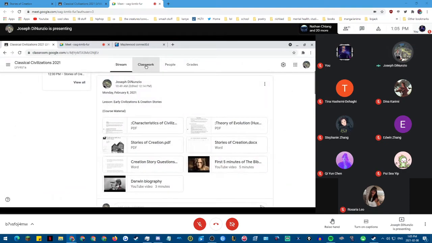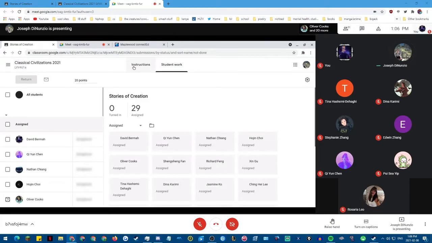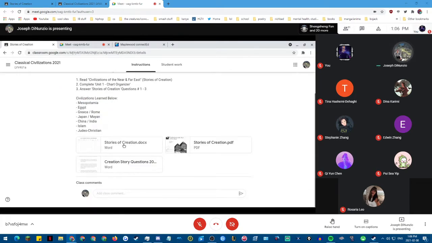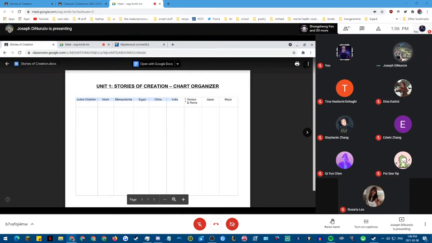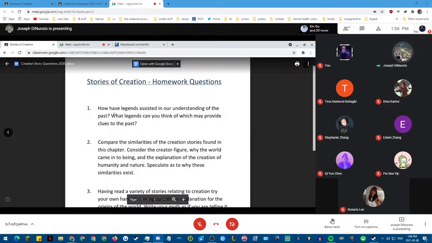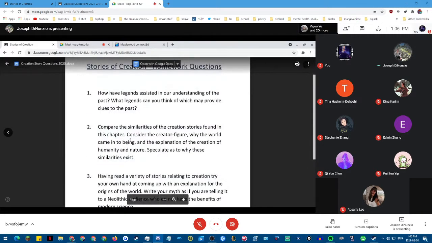So number one, let's take a look at your work. Click here, Stories of Creation. Here are the instructions. Right now you're going to take maybe 20 minutes to read the text, Stories of Creation. Then you're going to complete the chart organizer that I've made for you here. You can download this. And in point form, you are going to complete this chart for each story. And then I have 3 reflection questions based on the reading. I'm going to be marking this, so again, I want you to take your time.